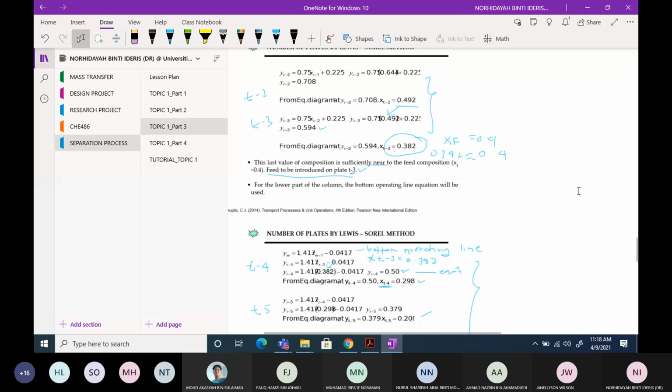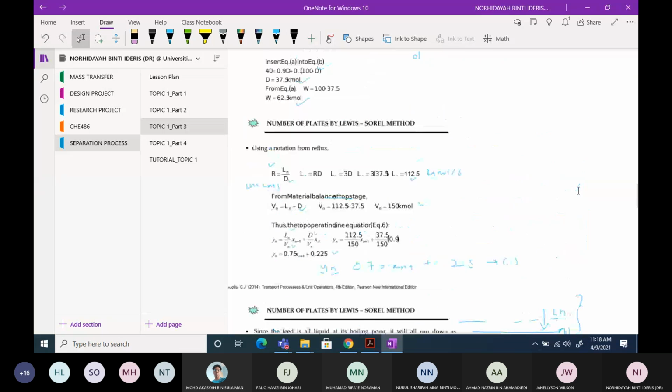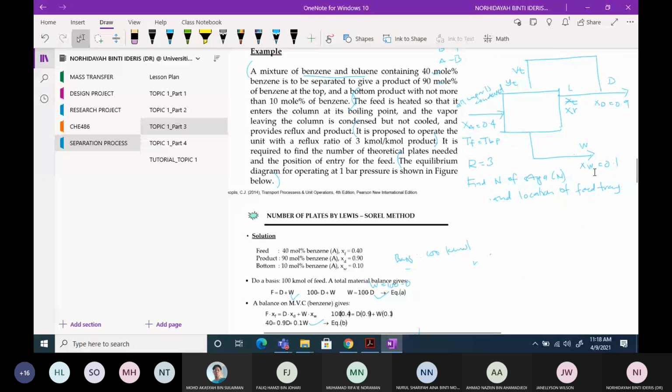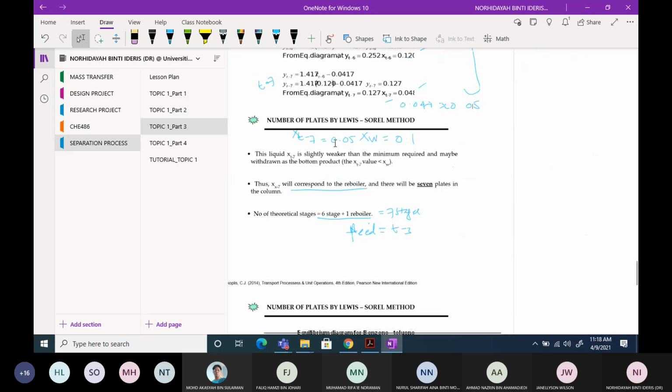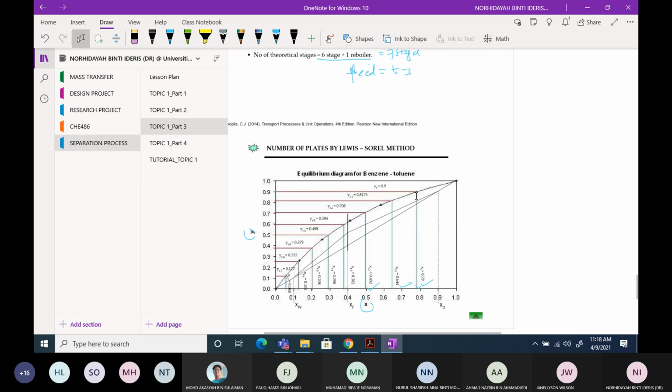If you look into the question here, the xW coming out from the reboiler is 0.1. So if you have the value of 0.05, which is less than 0.1, the value of x at t minus 7 here corresponds to the value outside the reboiler. So there will be 7 plates in the column. You count one at the top, 1 2 3 4 5 6 7.